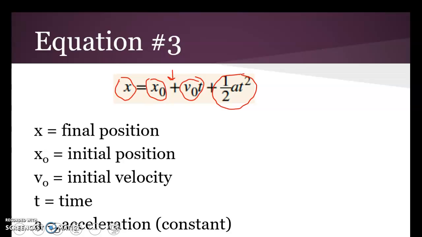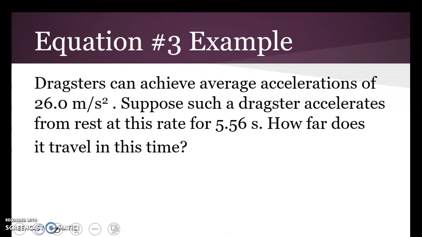Don't be afraid of this quadratic-looking equation. A lot of times we can use zeros, and if we can get zeros in there, it makes the math a lot easier. So, talking about a dragster. A dragster can achieve average accelerations of 26 meters per second squared. Suppose such a dragster accelerates from rest at this rate for 5.56 seconds. How far does it travel in this time?